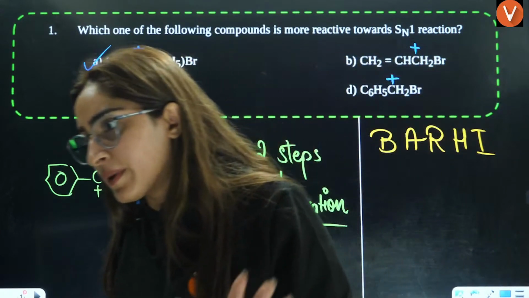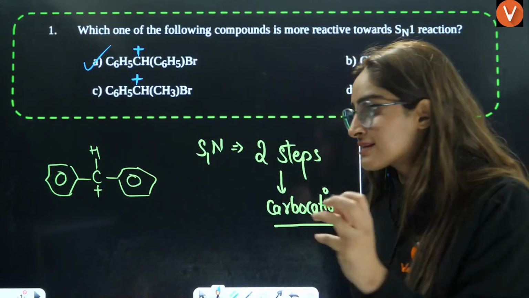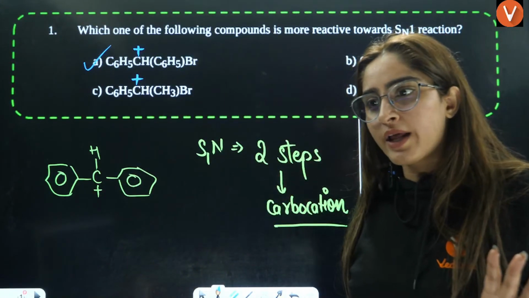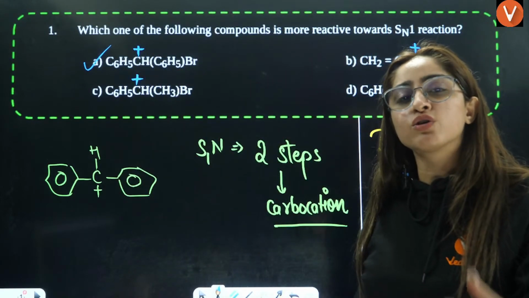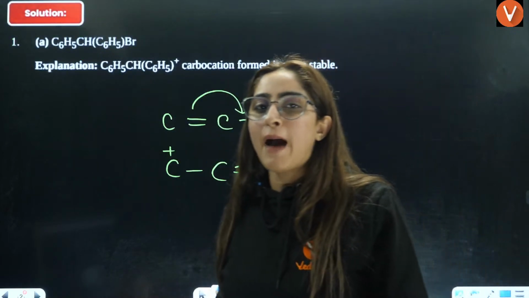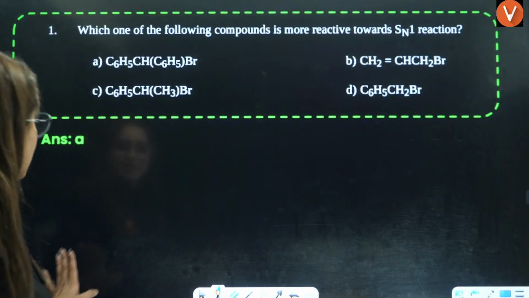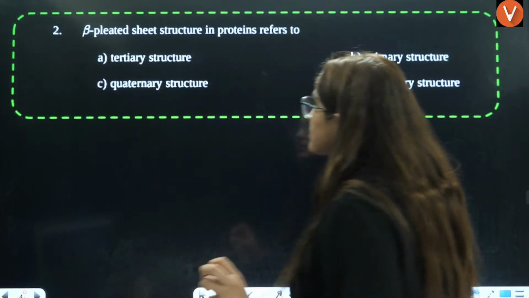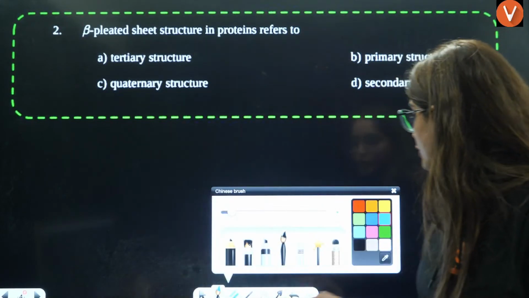Is that clear to everybody? Understood what exactly we are doing here? They are asking you the stability of carbocation. That is answered by BARHI: back bonding, aromaticity, resonance, inductive, and hyperconjugation.